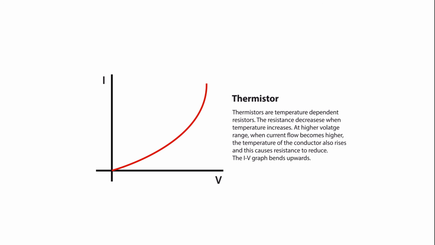So for this gradient, it is increasing. If we find the reciprocal of the gradient, it is going to decrease. So for the thermistor, resistance decreases as temperature increases because it's a temperature-dependent resistor. So this is briefly what we wanted to consider in this video for current voltage graphs of non-ohmic conductors.